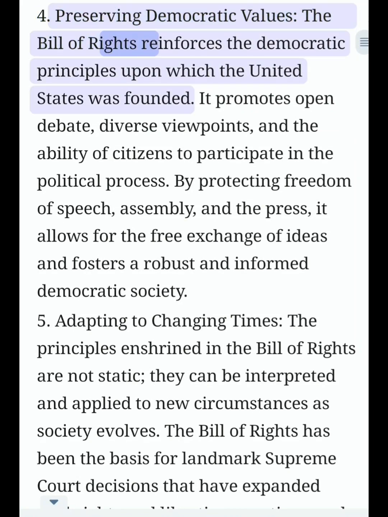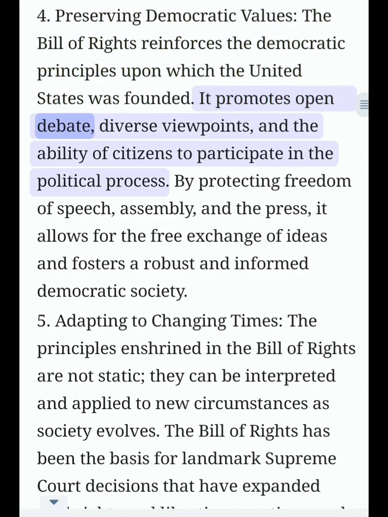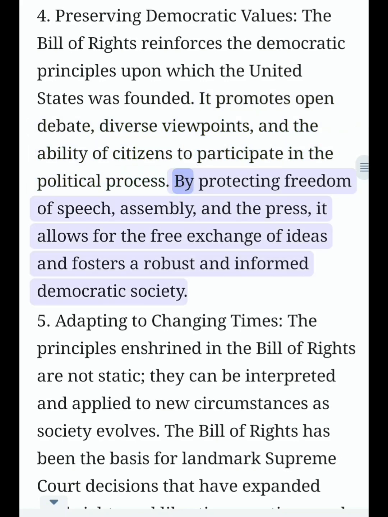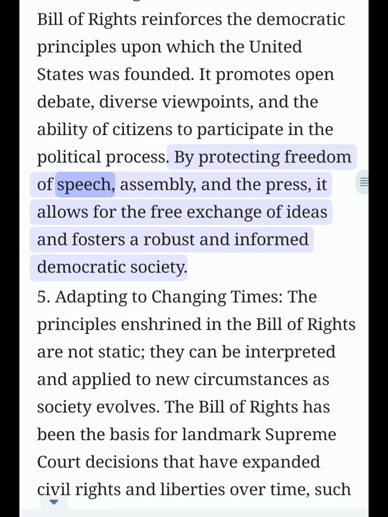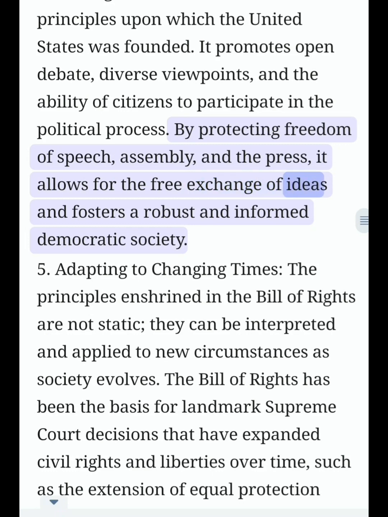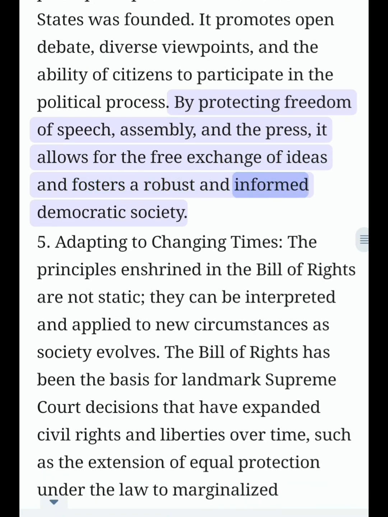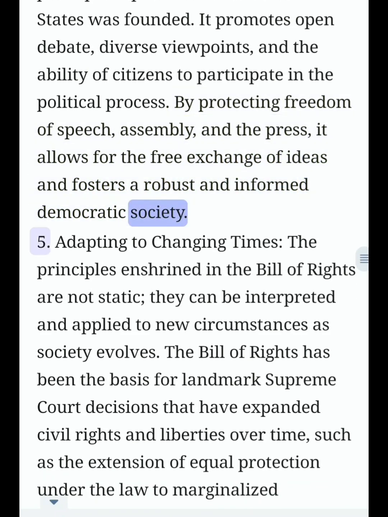4. Preserving democratic values. The Bill of Rights reinforces the democratic principles upon which the United States was founded. It promotes open debate, diverse viewpoints, and the ability of citizens to participate in the political process. By protecting freedom of speech, assembly, and the press, it allows for the free exchange of ideas and fosters a robust and informed democratic society.